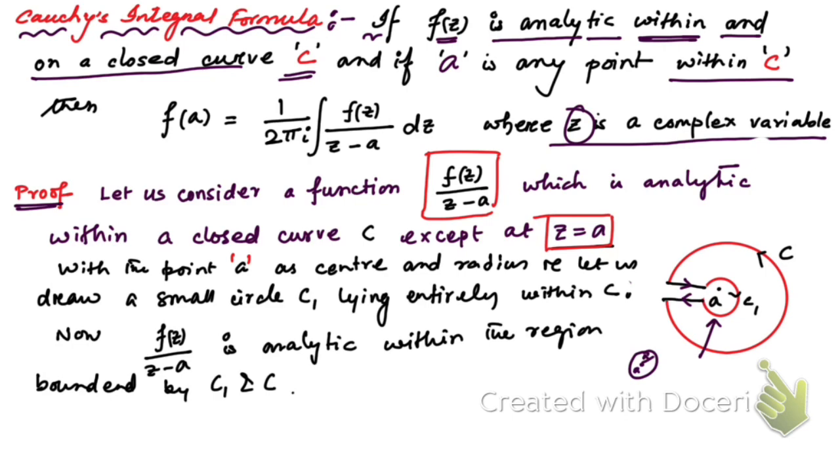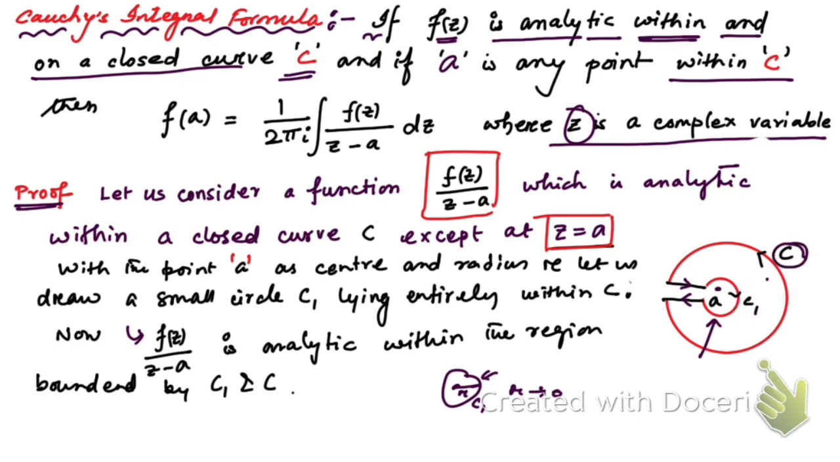This inner circle I have drawn here has center A and radius small r, such that this circle C1 is very small, so that r tends to 0, and it includes only this point A, at which the function we have considered is not analytic. Other than this point, at each and every point this function is analytic, and those points at which this function is analytic are bounded by these two circles C1 and C.